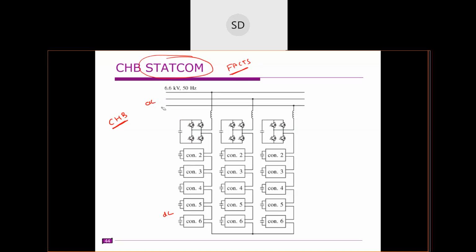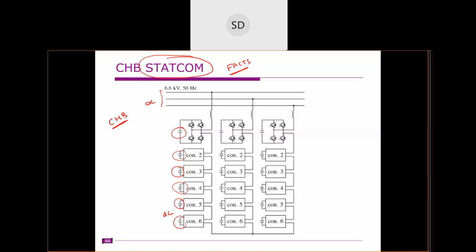So here, in this particular STATCOM application, this is connected to a grid. This grid is 6.6 kV, and we have the STATCOM connected here. We have these capacitor circuits, which we already discussed.